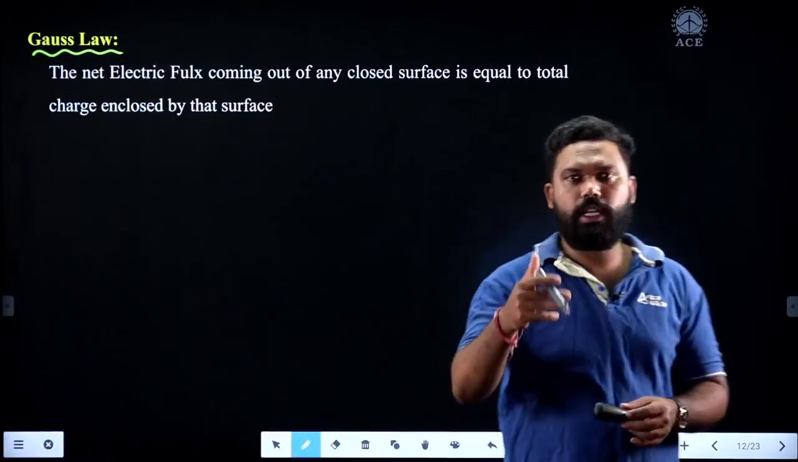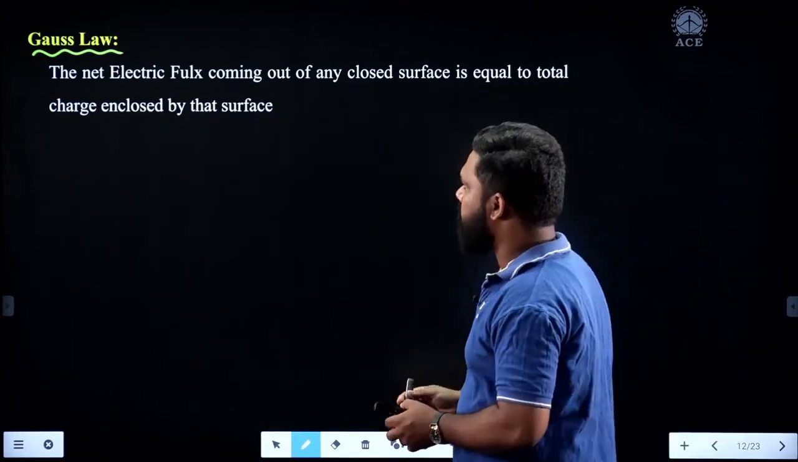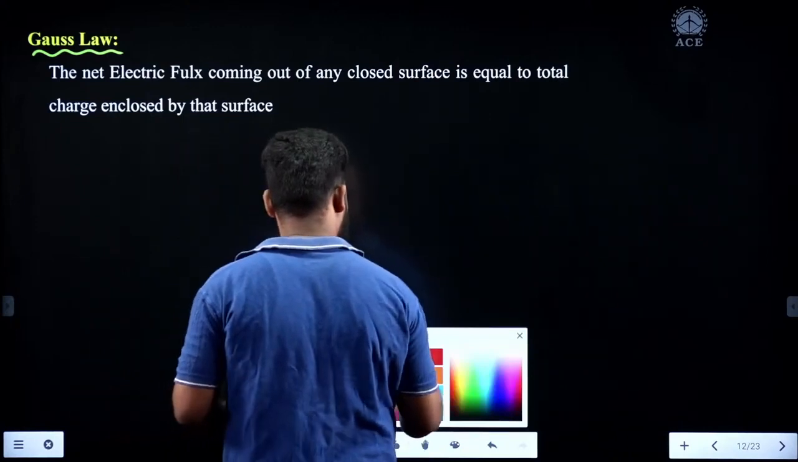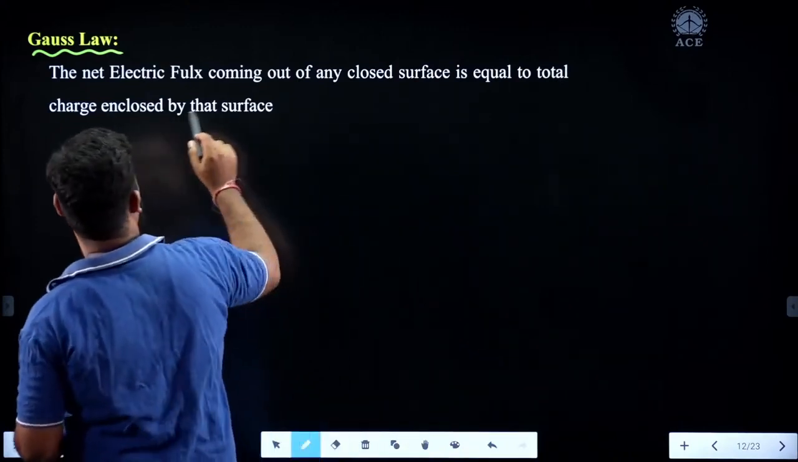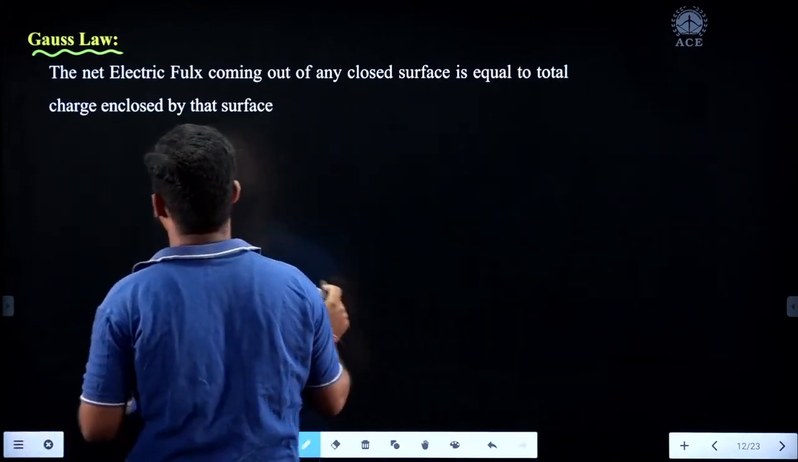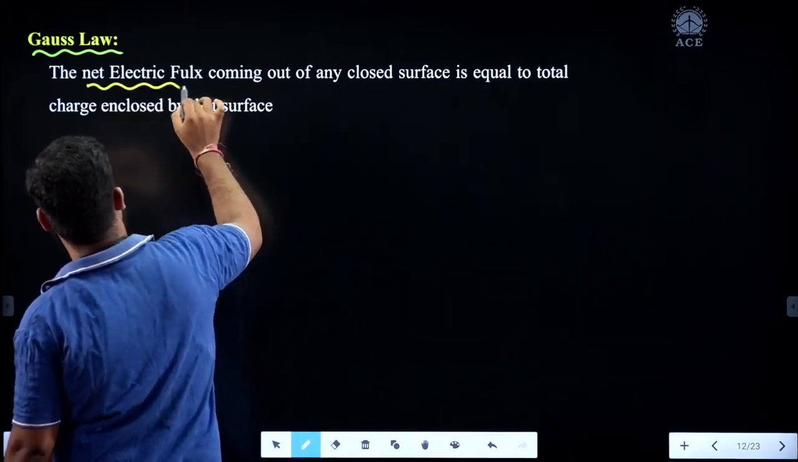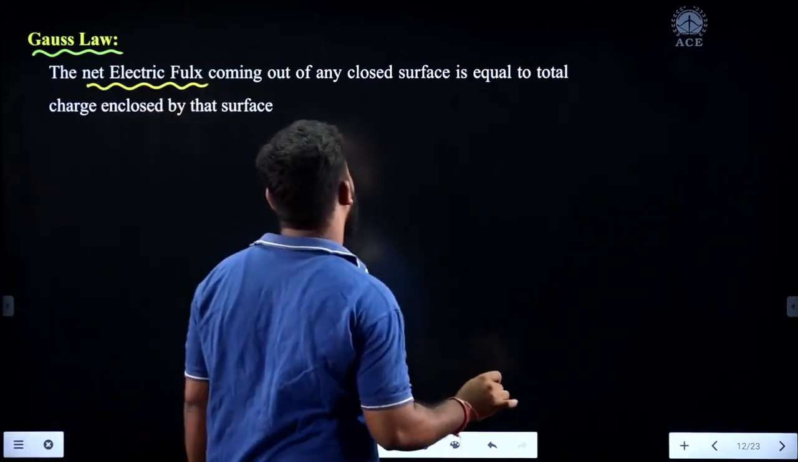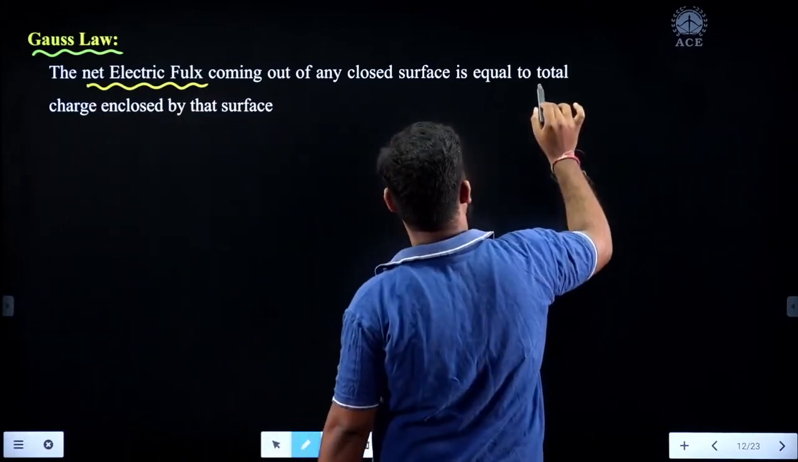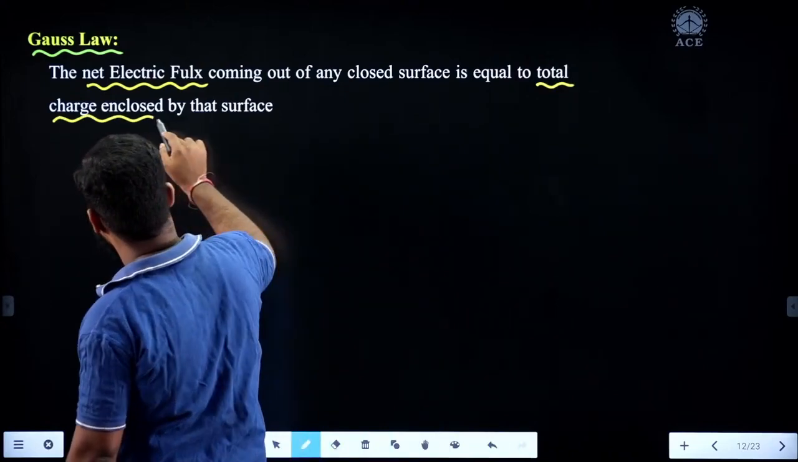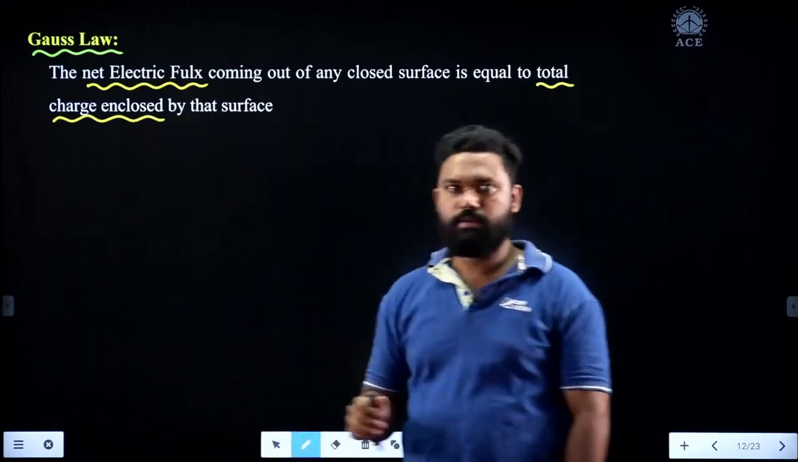Gauss law talks about net electric flux. Read out the statement. The net electric flux coming out of any closed surface is equal to the total charge enclosed by that surface.